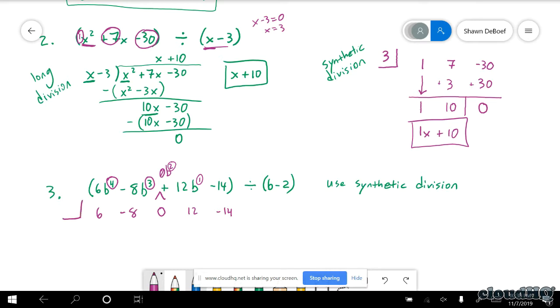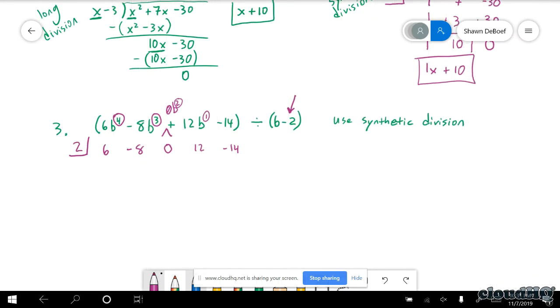In the half box, consider what you're dividing by. Be -2, switch that to a positive 2. That's going to go there. And now, a little room, but horizontal bar, and drop a little vertical bar before the -14. Drop the first number straight down, 6. As soon as you get a number below the line, multiply it by the number in your half box. 6 times 2 is 12. So you'd write that under the next number, and then you add them. -8 plus 12 is 4.